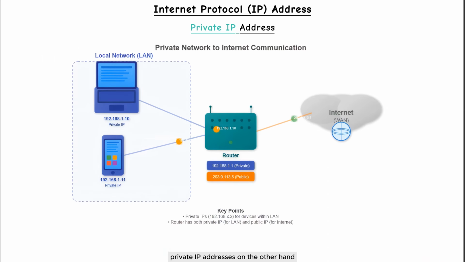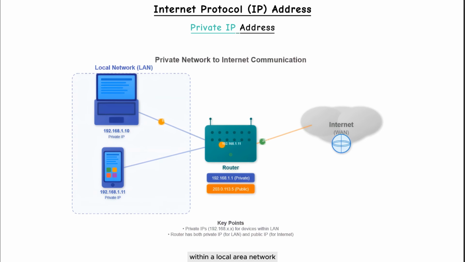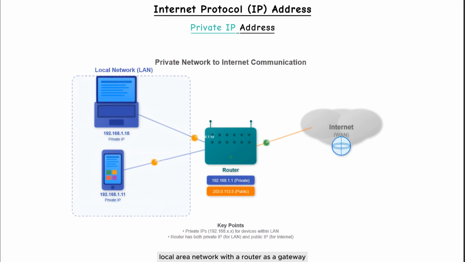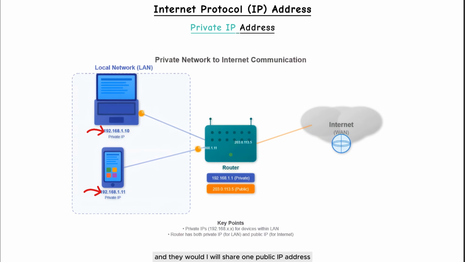Private IP addresses, on the other hand, are assigned to devices connected within a local area network or a private network. Typically, devices in a local area network with a router as a gateway would have private IP addresses, and they would all share one public IP address, which is the IP address of the gateway, or the router in this case. This is what they would use for public communication. Their data packets are routed to the router, and then the router takes them to the public internet.